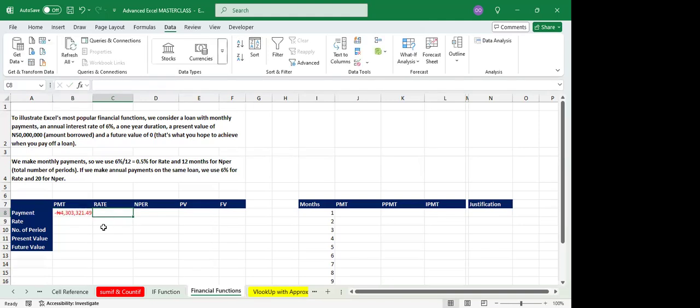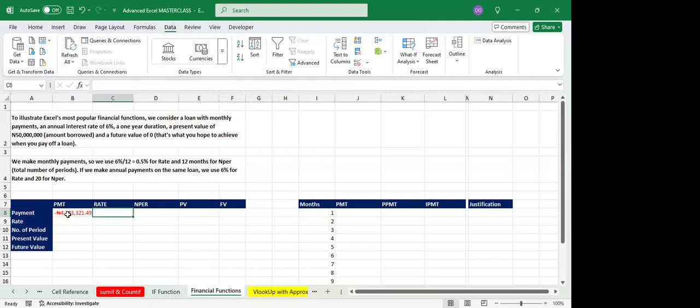If I say enter, can you see now? It means that at the end of every month, this person who has taken a loan of 50 million naira will be paying 4.3 million naira every month, right? And he will pay this amount for 12 months. So we have used Excel to calculate what the payment of a borrower has been.